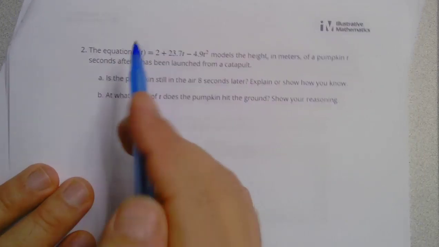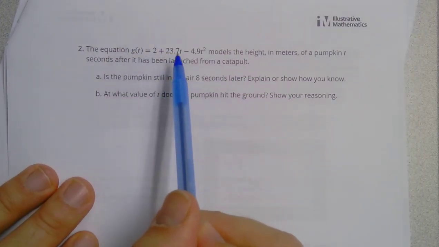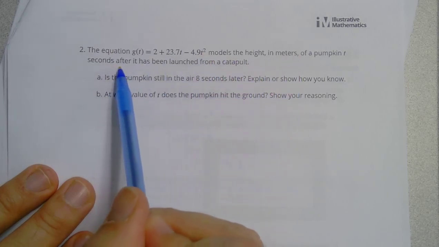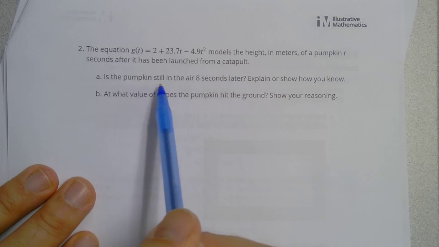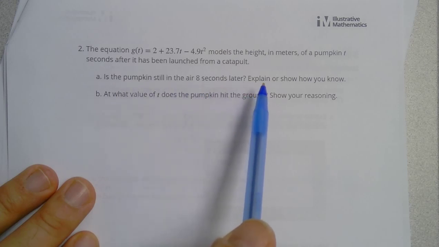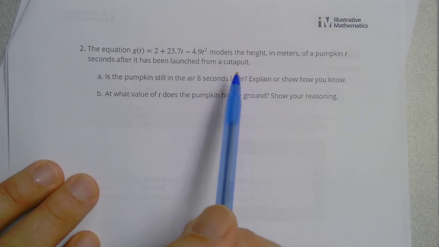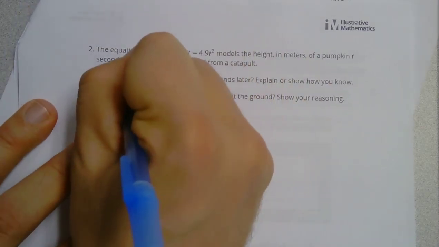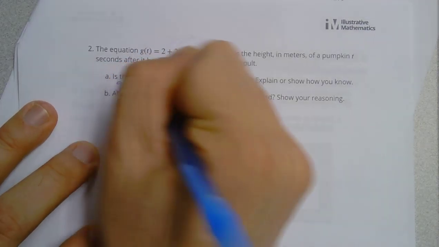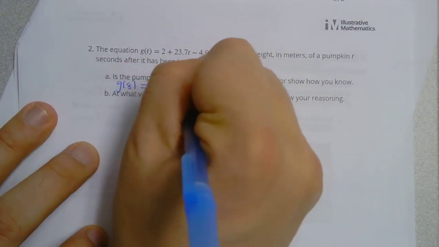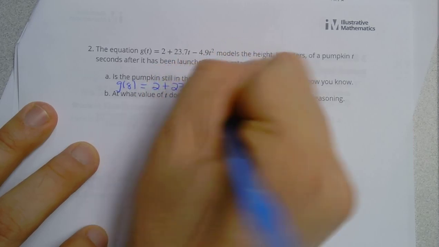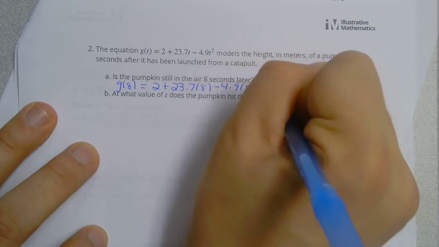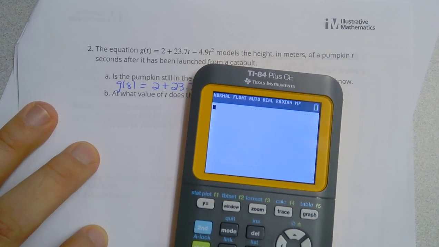So for number 2, the equation 2 plus 23.7t minus 4.9t squared models the height in meters of a pumpkin after it has been launched. Is the pumpkin still in the air 8 seconds later? Explain or show how you know. So for this question, we're actually going to plug in 8 seconds for t. So we would say g of 8 seconds equals 2 plus 23.7 times 8 minus 4.9 times 8 squared. Then I'm going to evaluate that with my calculator.